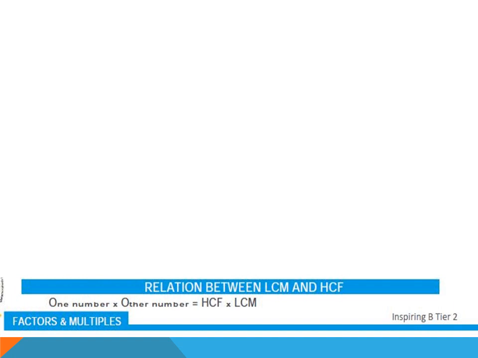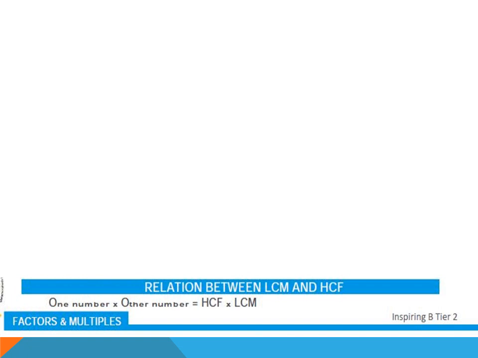Now, relation between LCM and HCF. When we have two numbers, we can find the LCM of those two numbers and we can find the HCF of those two numbers. Now, if we multiply both the numbers, then it will be equal to the multiplication of HCF and LCM. For example, if we have two numbers A and B, then we can say A into B will be equal to HCF of A and B multiplied by LCM of A and B.